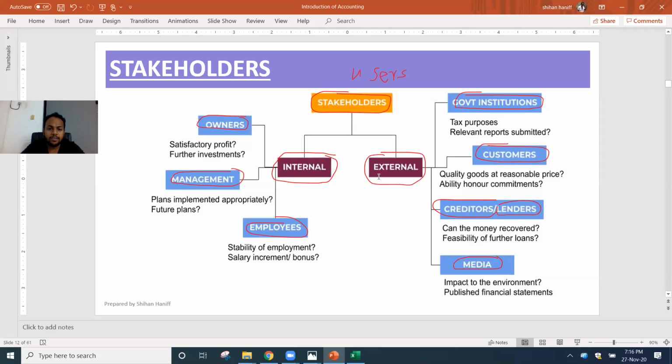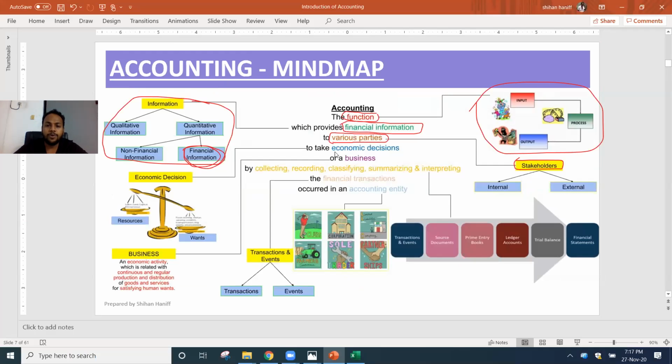There's a question: Sir, can a manager come under internal? Yes, a manager comes under internal. He is a part of the employees. A manager is an employee, so he is within the organization, within the business. So we call him internal. Outside the organization are called external. Each stakeholder needs the financial information for their decision making, to take economic decisions. It is not just decisions, it is economic decisions.